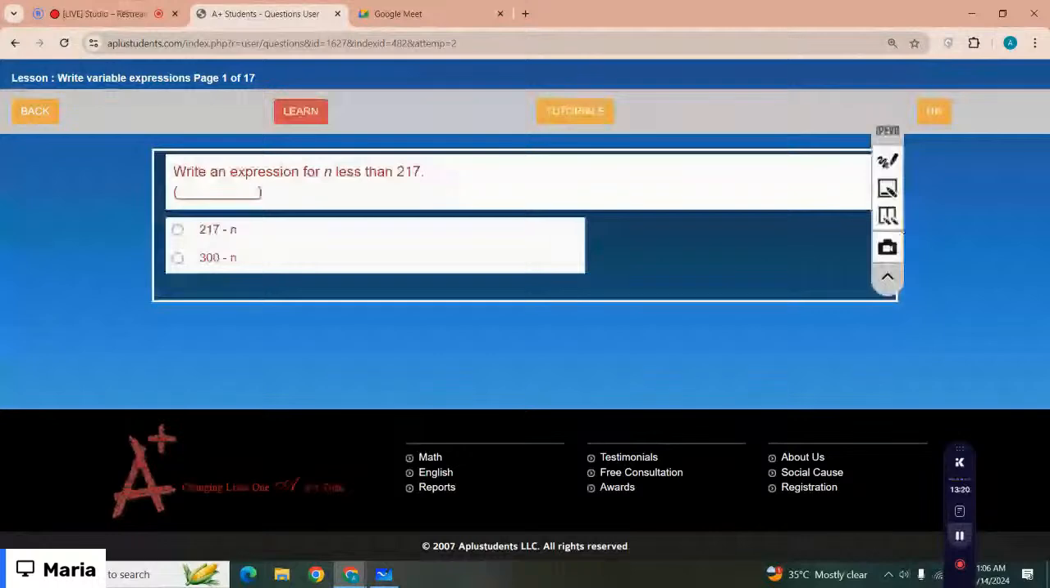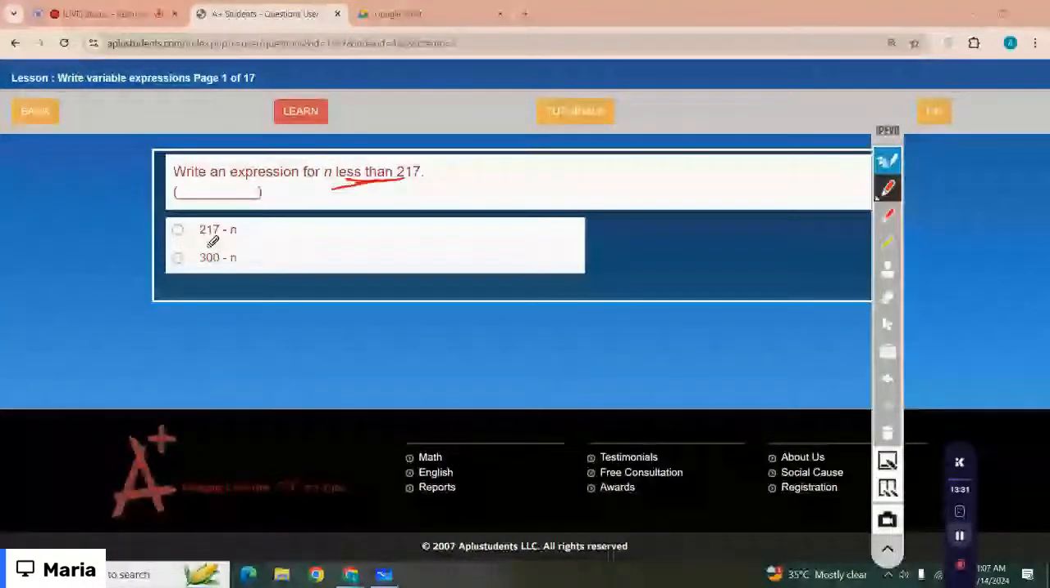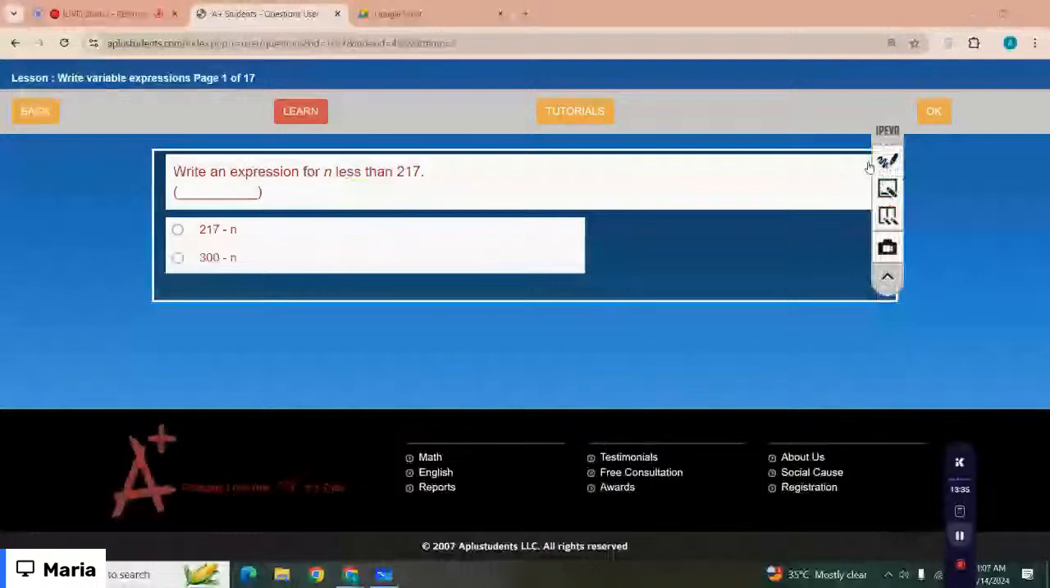Let's start with the first one. n less than 217. Less than means you have to subtract, right? The correct option is 217 minus n. Got it? So option number 1 is the correct option.